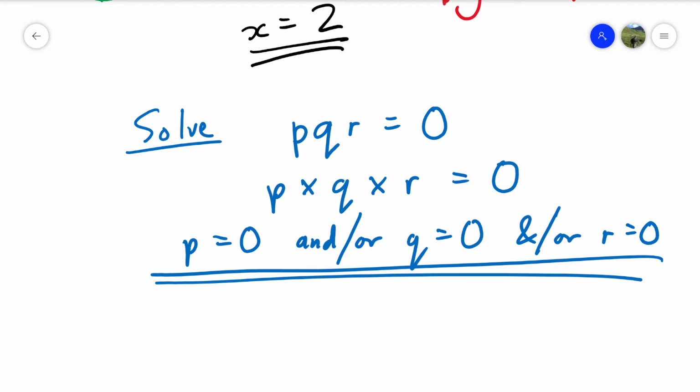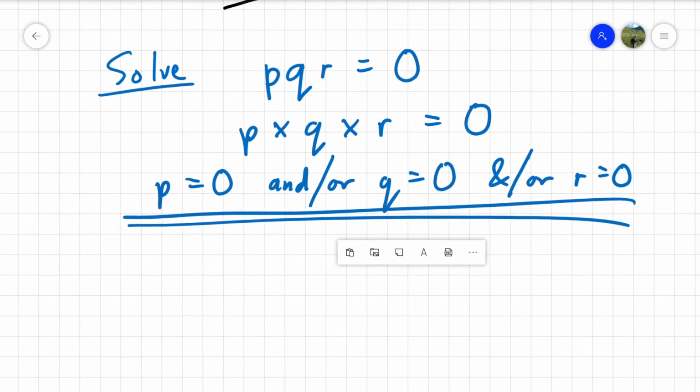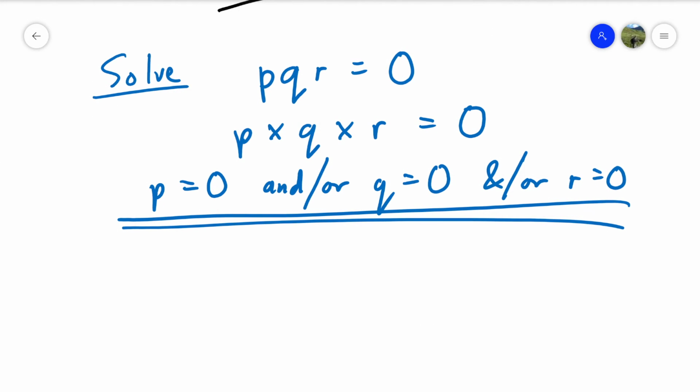That's the full answer. What's the logic here? The logic is you've got 3 numbers multiplied together that equals 0, which means that one of them has to be 0. Again, remember to use the timestamp skip. Once you're happy with an explanation, use the timestamp to skip to the next question. I'm going to keep waffling for a bit.